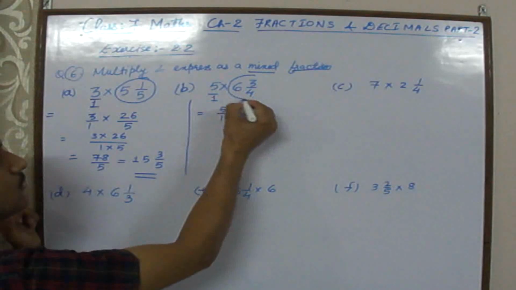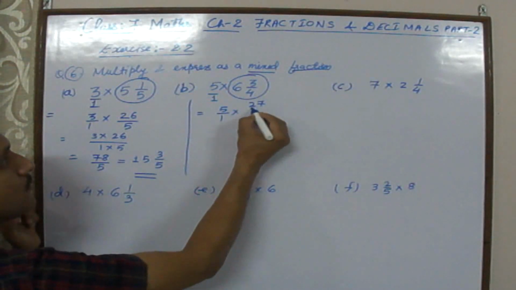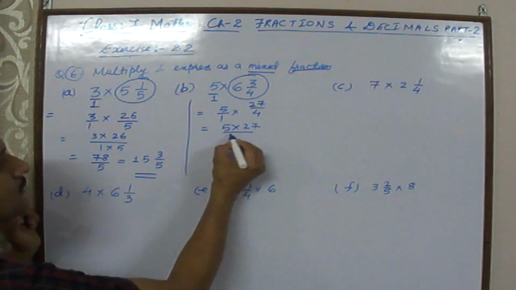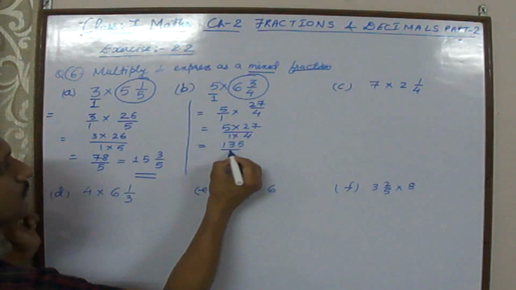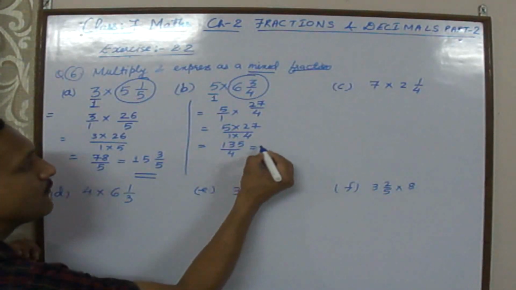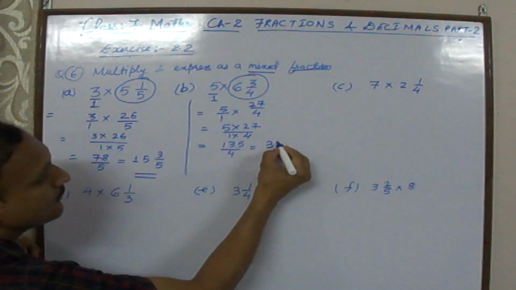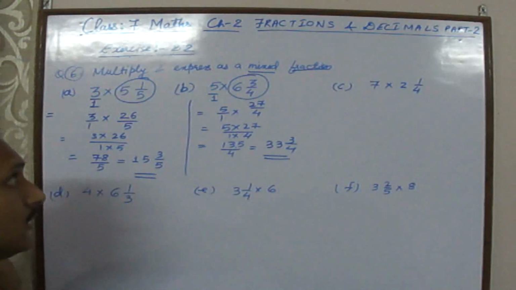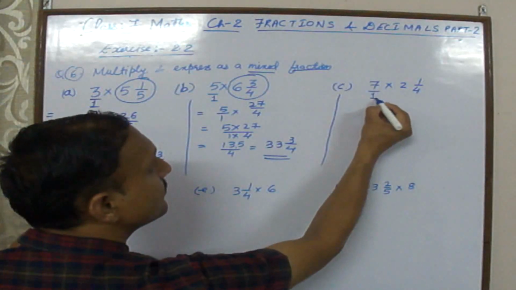Second part, again put 1 as denominator, 5 by 1. Convert mixed fraction to improper: 6 fours are 24 plus 3, 27 by 4. Multiply numerator with numerator and denominator with denominator. 27 fives are 135 by 4. Now convert into mixed: 33, 3 by 4.